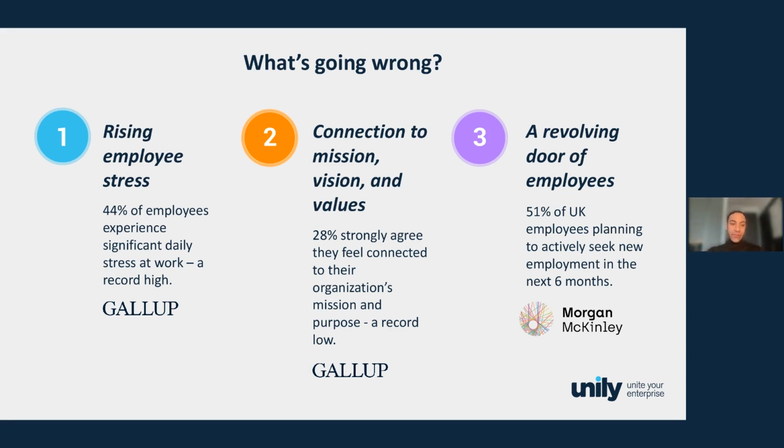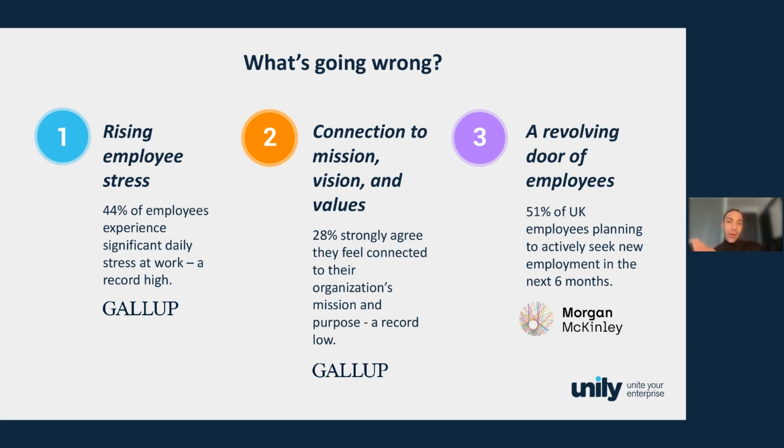The second is a classic, of course, connection to mission, vision, and values. Now, likewise, stress is at record high. Connection to mission, vision, and values is at record low. So take those two stats and you're kind of burning the candle at both ends. And this is quite sad because in an era of purpose-driven work, where we feel like employees are trying to pick workplaces based on value alignment, this should be increasing. And this is somewhere where specifically communications can have a massive impact.